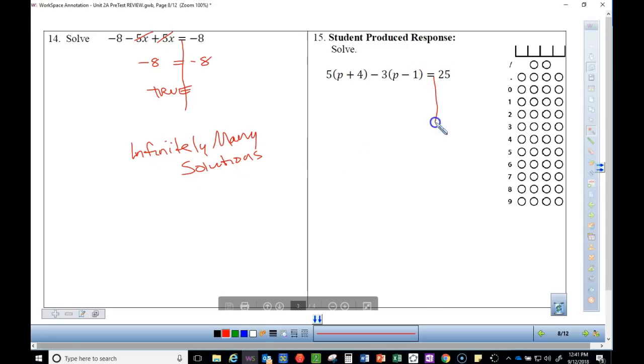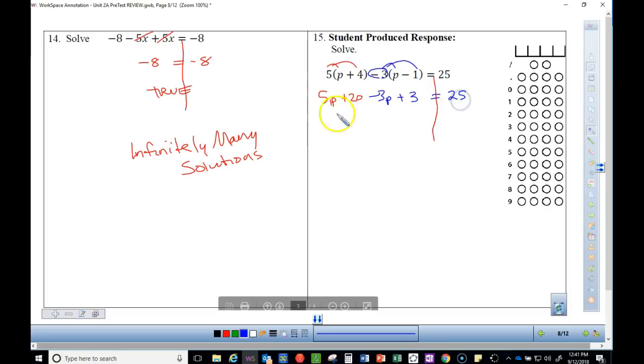Okay, now we have to be careful. We have double distributing here. So we'll distribute this guy, 5p plus 20. Now be careful. You're distributing a negative 3 to this one. So negative 3 times p will be negative 3p. Negative times negative will be positive 3. 3 times 1 is 3. So negative times negative is positive.